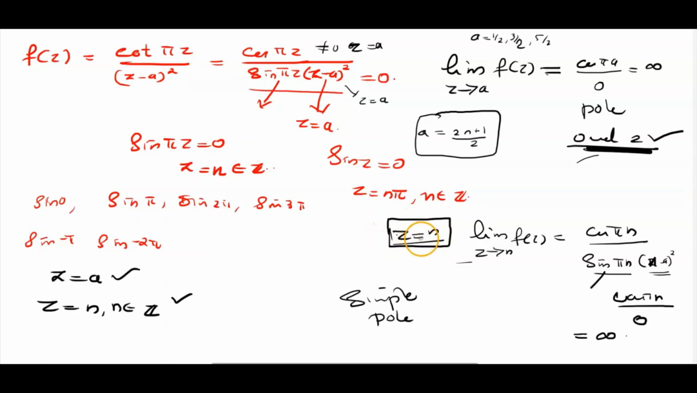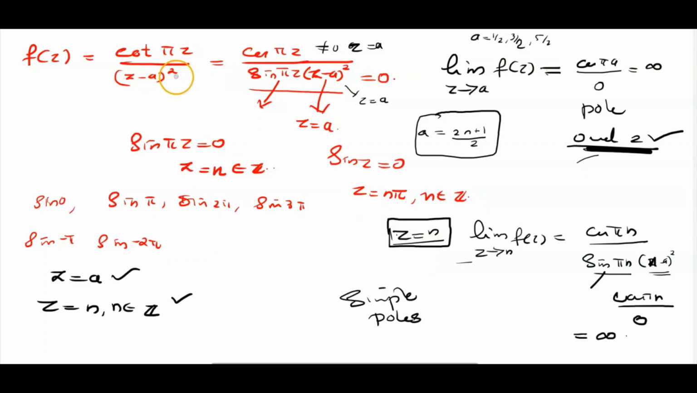And it is a simple pole since it is only a 0 of the denominator. Only the 0 of the denominator. Cos and sin don't have any common 0. So this is a 0 of the denominator. So these are simple poles. Z equal to n are simple poles.